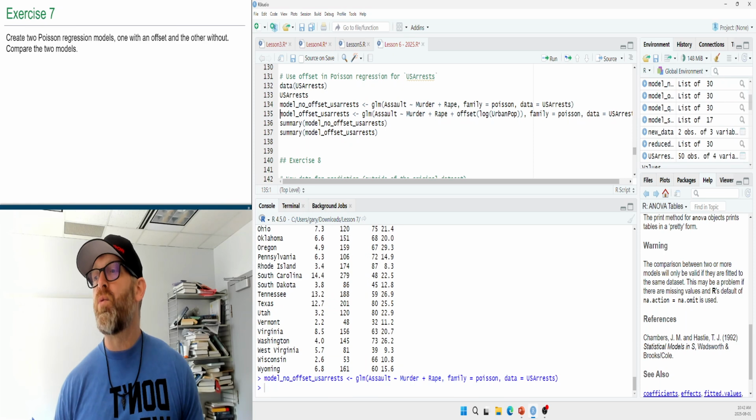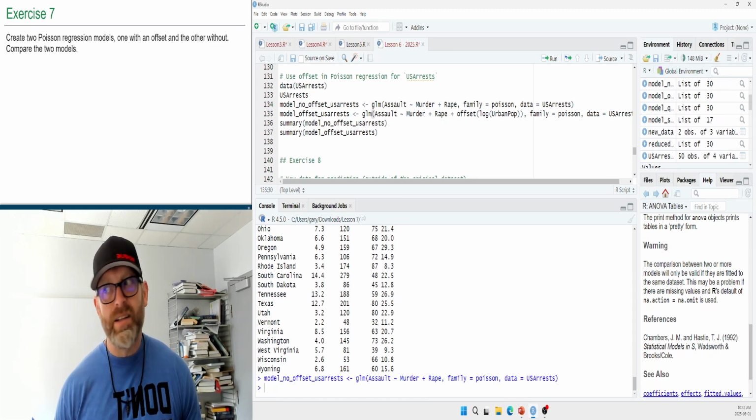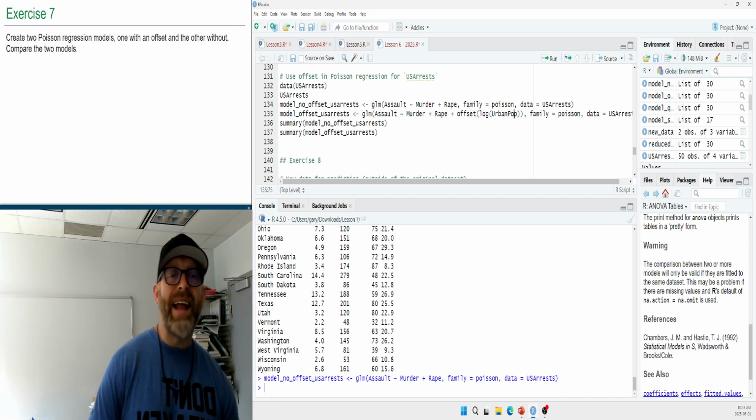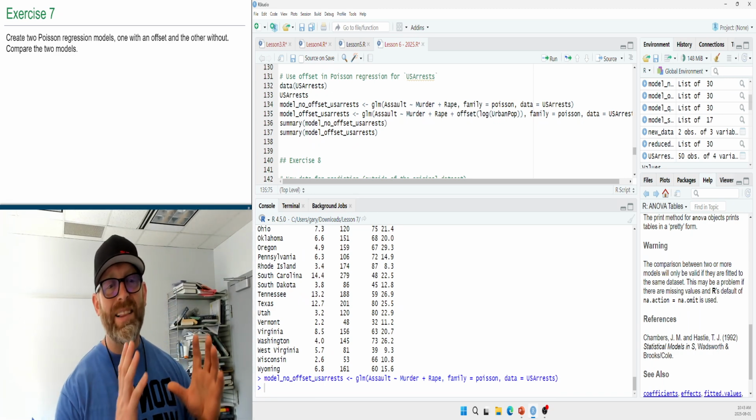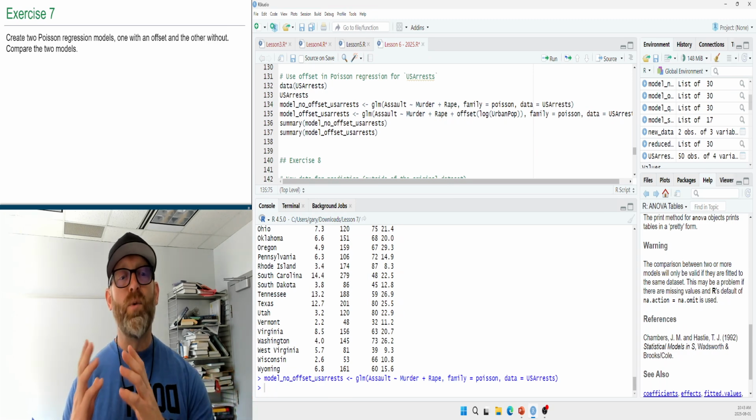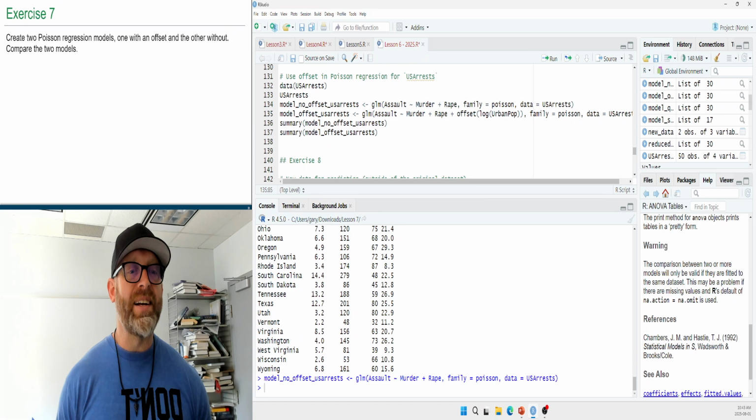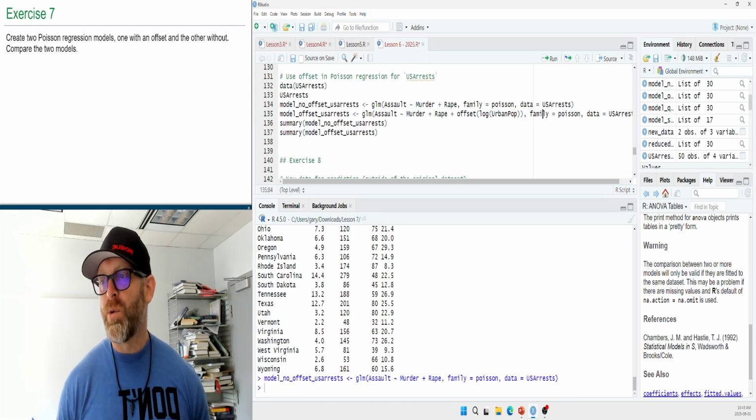Now I'm going to create one with an offset. How do we do this? Slight change. GLM is still the function we're going to call. Assault is explained by murder plus rape plus offset. I'm using the offset function, and I'm going to do the log of urban population. In terms of how we're building this, it's exactly like the formula that we have. It's the log of whatever that offset is, and that's what I'm adding onto the model. I'm using the offset function to make sure that I am not calculating a coefficient for this.